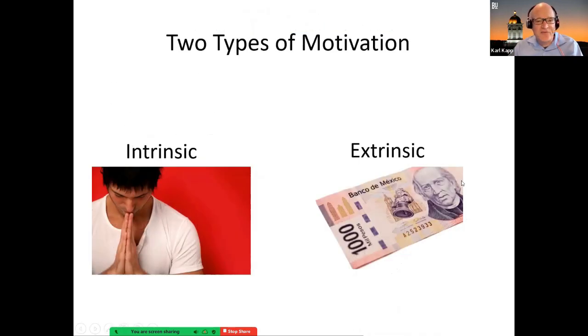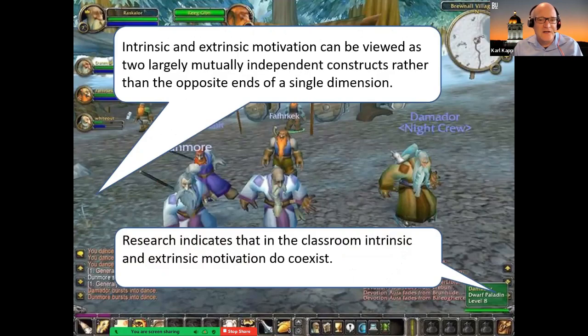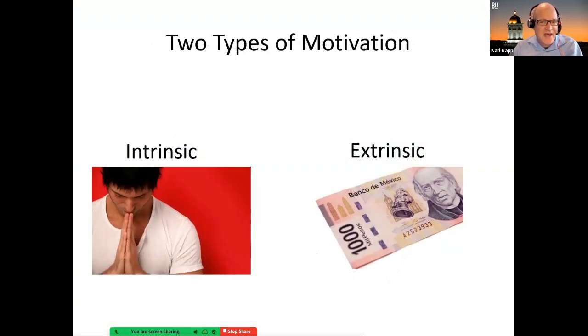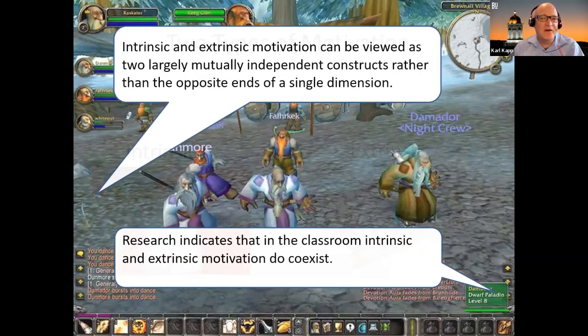Now, we talked about this briefly before, but I want to talk about it a little bit more: intrinsic and extrinsic motivation. Intrinsic, internal motivation; extrinsic, external motivation. Oftentimes people think about money for external motivation, right? But they're basically independent constructs.